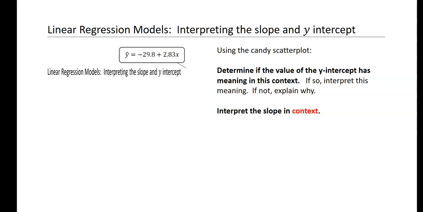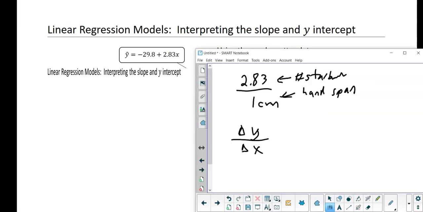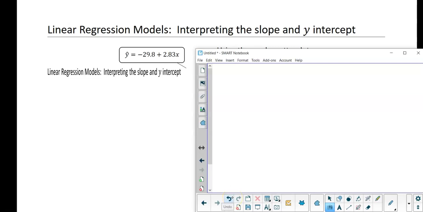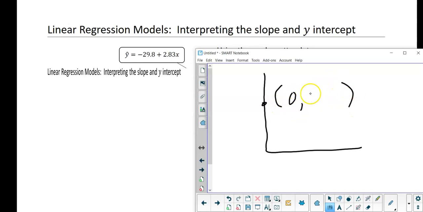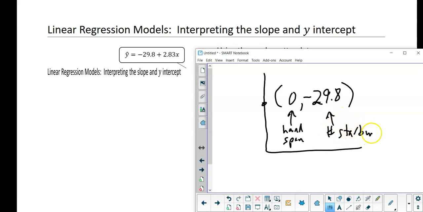So interpret the slope. So let me tell you how I do slope, or y-intercept. They mean slope. The y-intercept is the next question. Okay, so I like to write down the ordered pair for the actual y-intercept here. So that should be 0, negative 29.8. So 0, again, x was the handspan, and this was the number of Starburst.